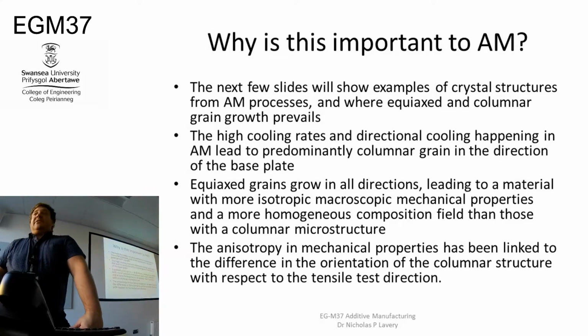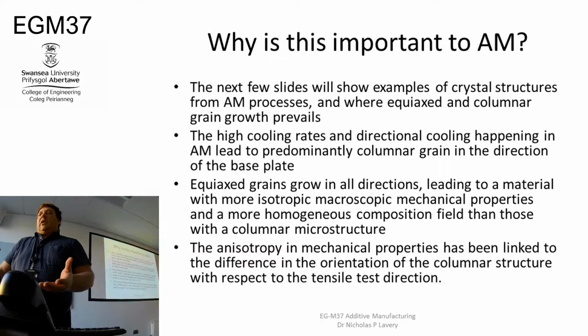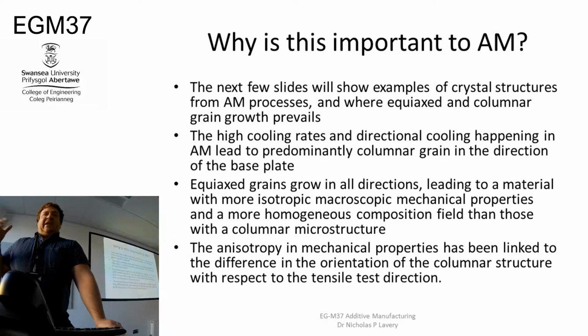We do get equiaxed grains, and traditional aerospace materials, whether through cast or forged or whatever, they like to have very small equiaxed grains throughout, so that you get a very isotropic set of mechanical properties. And that's unfortunately what we don't get. A lot of the anisotropy of the mechanical properties from additive manufacturing has been linked to the orientation of the columnar structure. And this affects, for example, tensile tests.